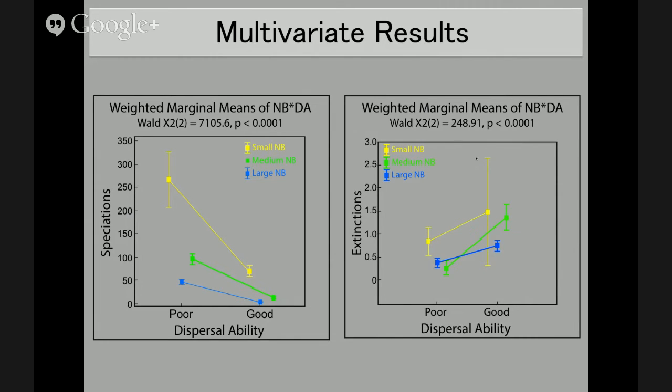So when all of the data are combined and examined together, this is including climate change as a factor, we see that all of the factors are significant. So that's dispersal ability, niche breadth, and climate change scenario. And we also see significant interactions among all of these factors.